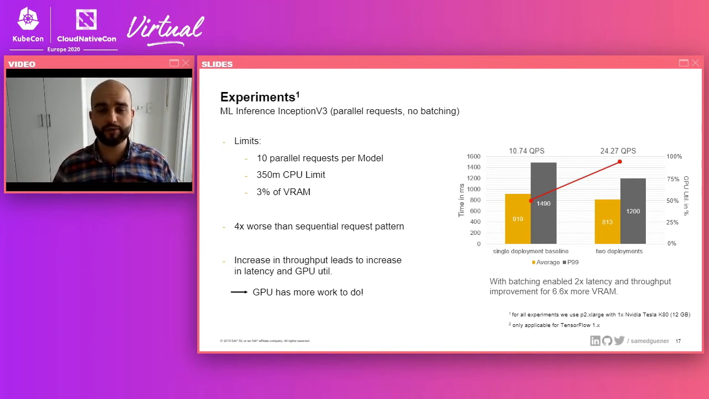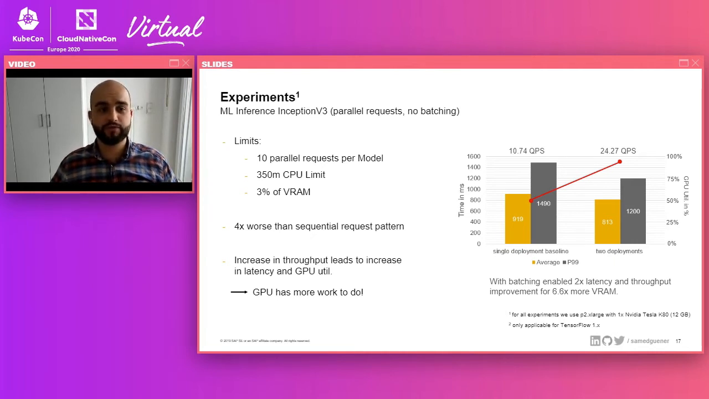In general, we have observed that an overcommitment will lead to a large increase in latency. So the equation is really simple in that regard. If you increase your throughput, the GPU has more work to do. So given the limit of 350 amp for the CPU and 3% VRAM, we were able to have 10.7 queries per second at the GPU utilization of 50% for one deployment.